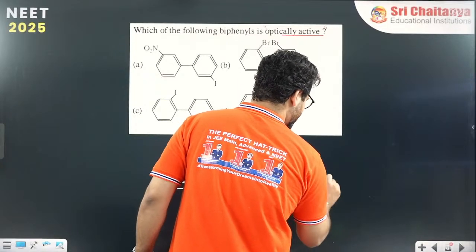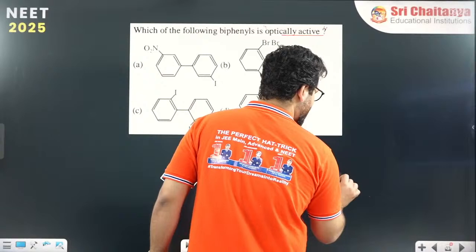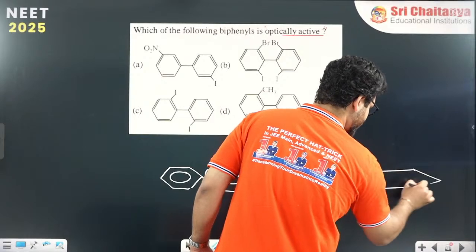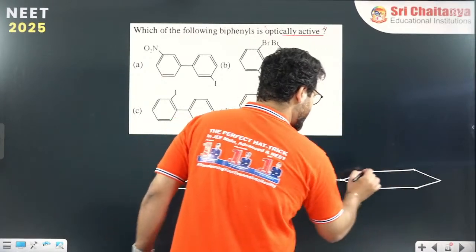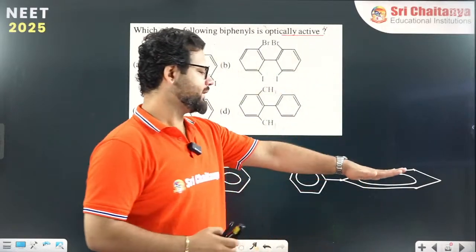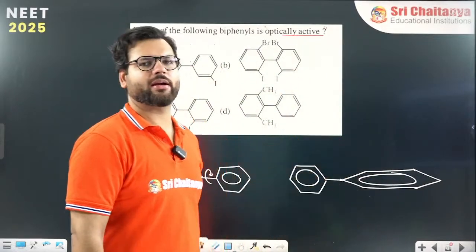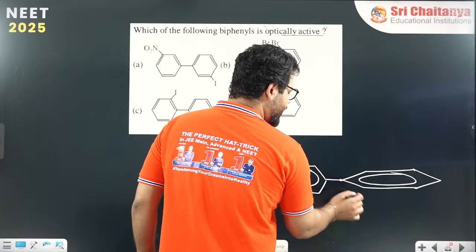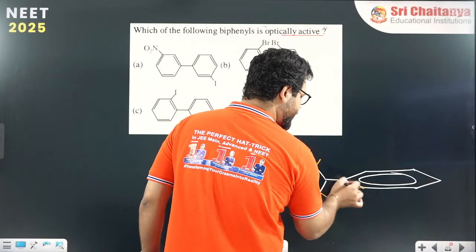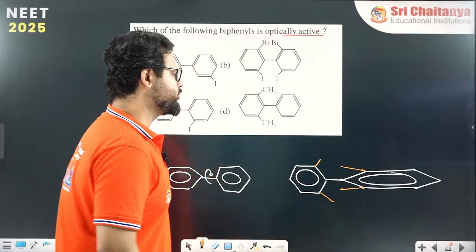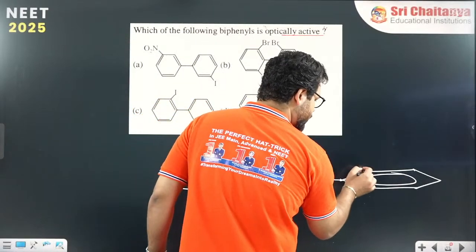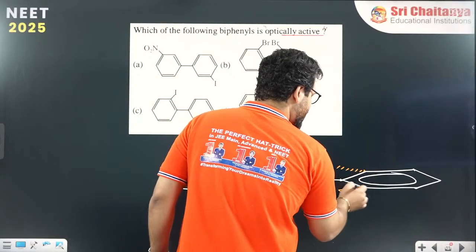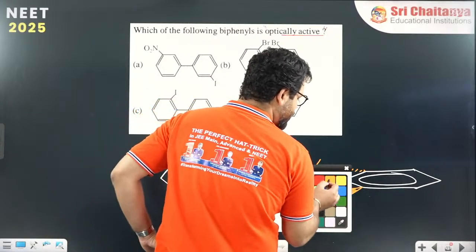Let's say one ring is on this board, and the other ring is going inside and outside of the board, something like this. You can think of it like this: one ring is lying, the other ring is standing. So for this the condition is simple. On both the rings, the ortho positions must be filled with 4 substituents. So this ortho position must be filled, this ortho position must be filled, and on one benzene ring, the two groups must be different.